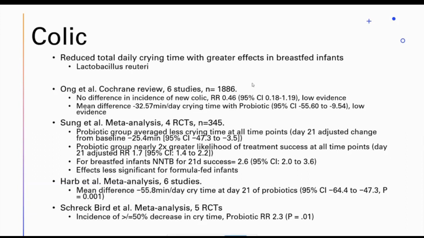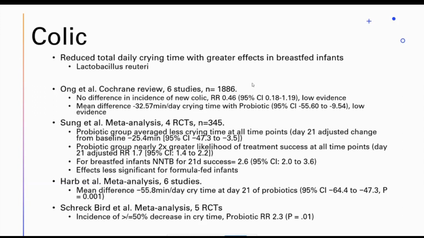They also demonstrated that the probiotic group had nearly 2 times greater likelihood of treatment success at all time points. And their time points were day 7, day 14, and day 21. So at their final time point, day 21, the risk ratio was 1.7. And it was statistically significant.